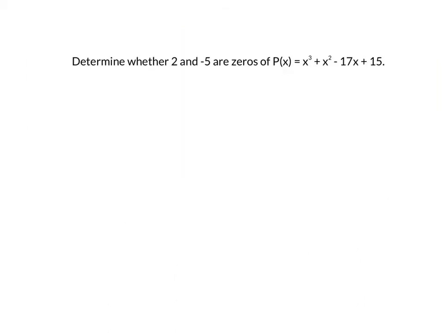All right. A couple more things here. This says determine whether 2 and -5 are zeros. The way you tell that is you plug them in and see. So I'm going to plug 2 in first. And the way I'm going to know if it's a 0 or not is if when I plug it in, it actually equals 0 when I work it out.